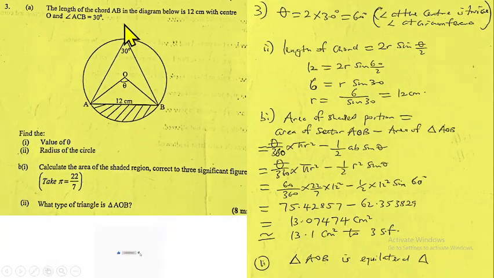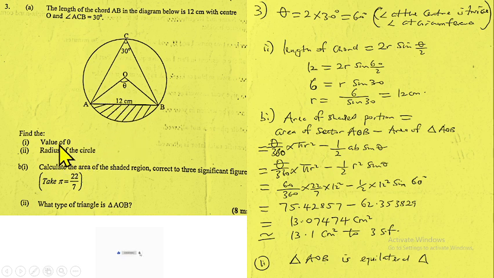Question number 3 is from circle geometry and plane mensuration. We are told that the length of the chord AB is 12 centimeters, with center O, and the angle ACB is 30 degrees.